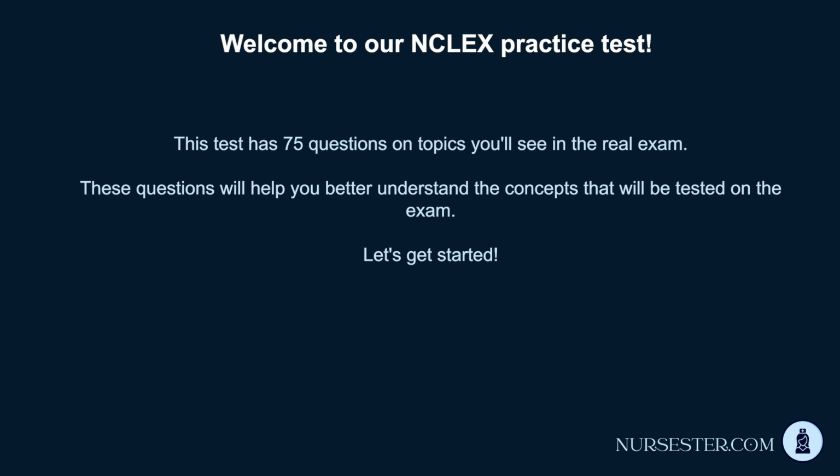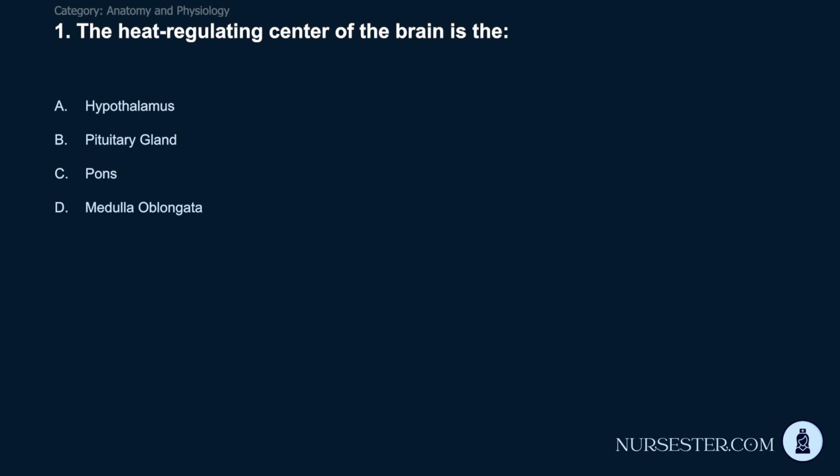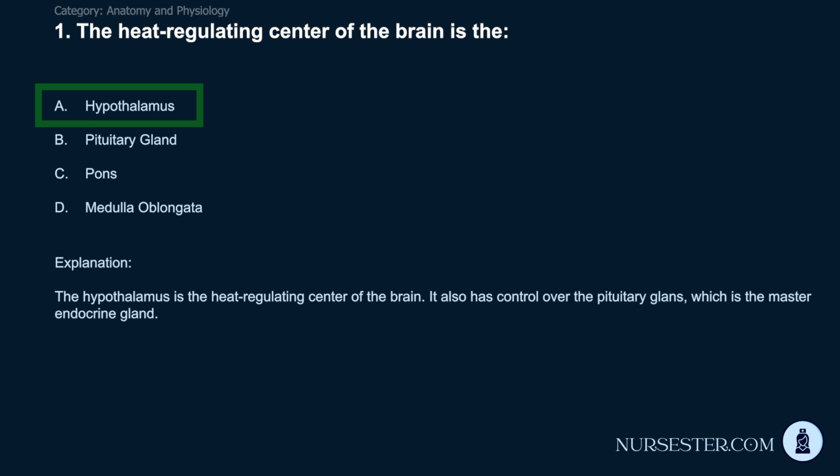Let's get started. 1. The heat-regulating center of the brain is the A. Hypothalamus, B. Pituitary gland, C. Pons, D. Medulla oblongata. Correct answer, A. Hypothalamus. The hypothalamus is the heat-regulating center of the brain. It also has control over the pituitary glands, which is the master endocrine gland.